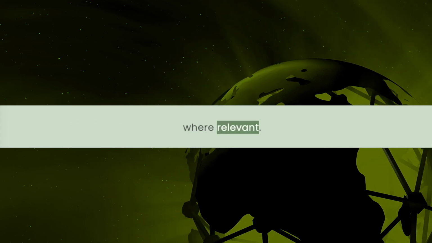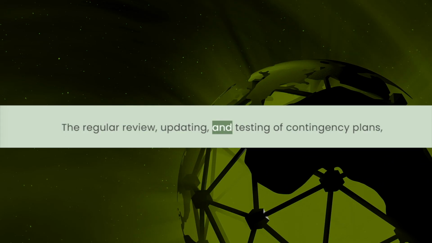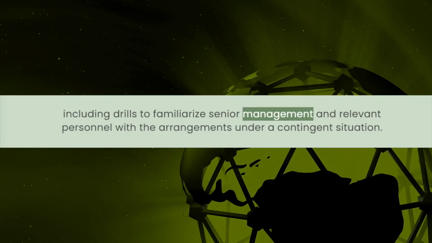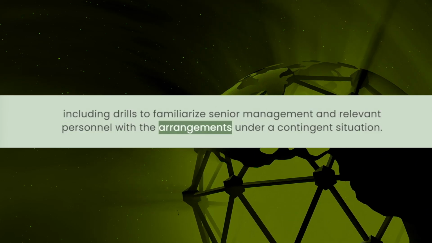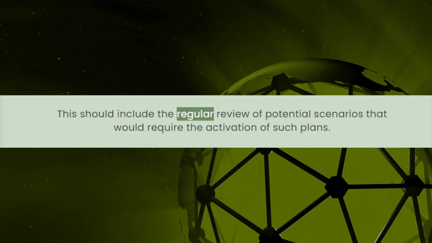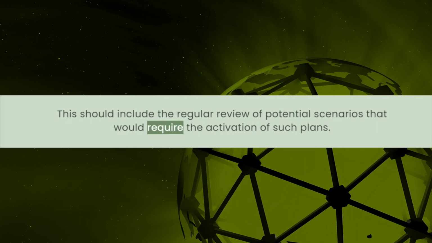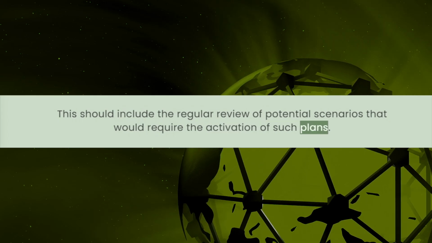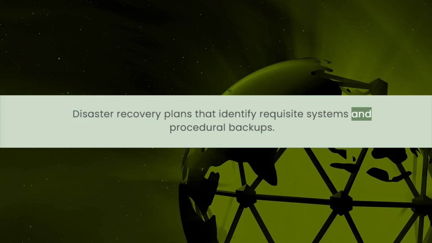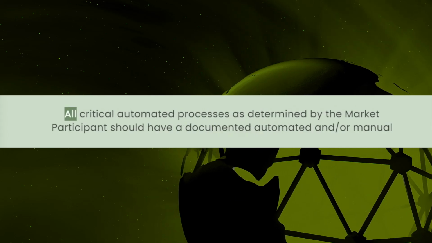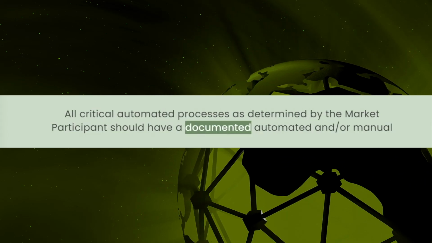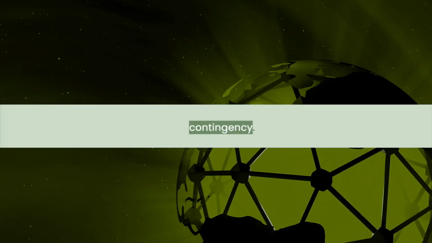Where relevant, the regular review, updating, and testing of contingency plans, including drills to familiarize senior management and relevant personnel with the arrangements under a contingent situation. This should include the regular review of potential scenarios that would require the activation of such plans. Disaster recovery plans that identify requisite systems and procedural backups. All critical automated processes as determined by the market participant should have a documented automated and/or manual contingency.